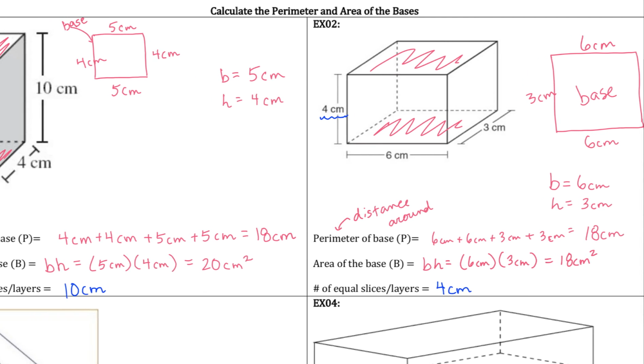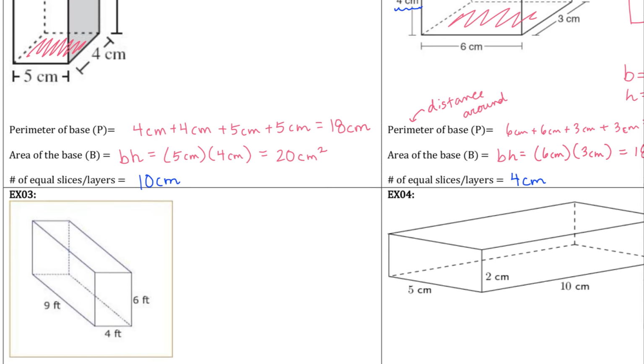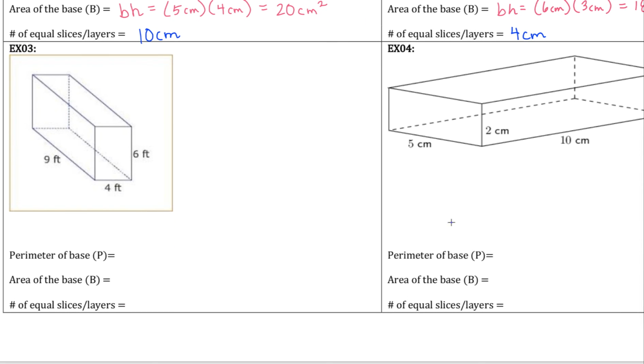All right, example number 3. Actually, I'm gonna go back here like that. Okay. So example number 3. Let's shade our bases. Let's draw our base, or one of our bases. So this is our base of a rectangular prism. It is 4 feet by 9 feet.